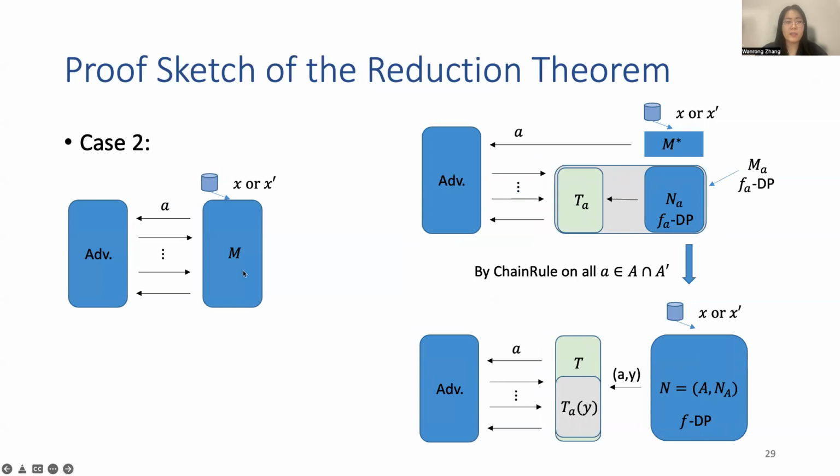For the other case, where the mechanism sends the first message to the adversary, suppose the subsequent mechanism conditioned on this first message A is FDP. By induction, this MA can be simulated by a post-processing of a non-interactive FDP mechanism NA. Then through this chain rule function on all possible first messages A, the non-interactive mechanism constructed as A, NA also satisfies FDP. And this non-interactive mechanism sends A, Y to the post-processing function T. This function simply sends A as the first message to the adversary, and then simulates the rest of the messages by TA of Y. So we also show that the reduction theorem holds for this case.